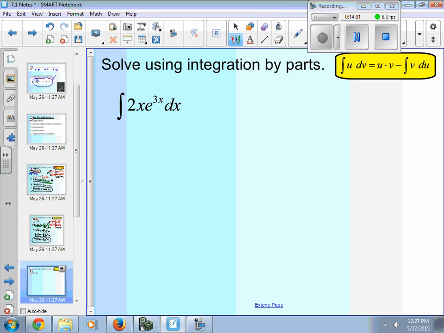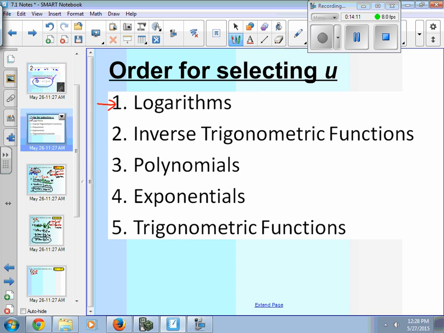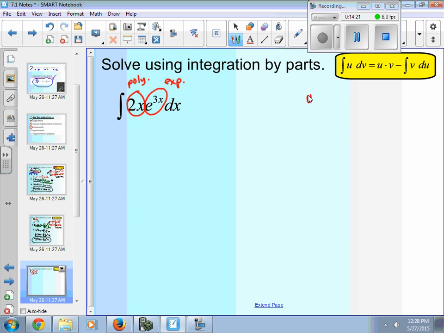So we have a polynomial, and we have an exponential, which is the best choice here. On this one, we don't have a log. We don't have an inverse trig one. We do have a polynomial, so that would be our choice here. So hopefully you picked u equal to 2x and dv equal to the rest of that, which would be e to the 3x dx. Derivative then of this side would be 2 dx.